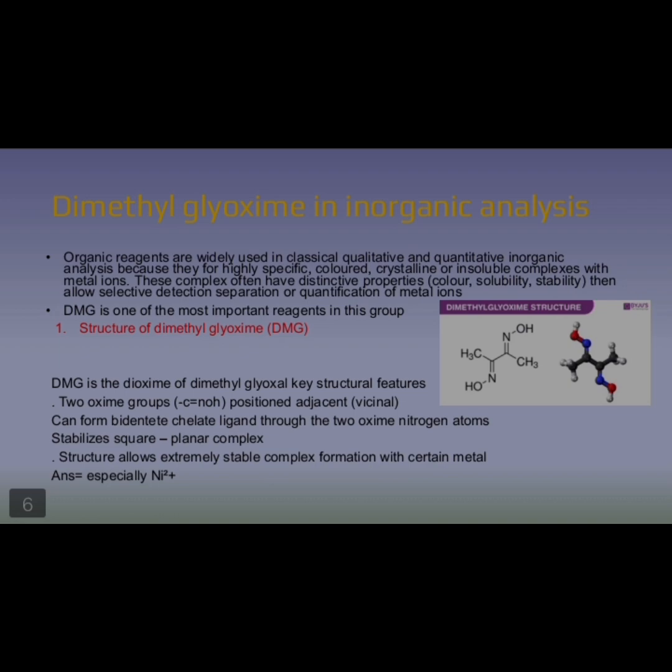DMG is a dioxime of dimethylglyoxal. Key structure features: two oxime groups positioned adjacent can form bidentate chelate ligands through the two oxime nitrogen atoms, which stabilizes the square planar complex. The structure allows extremely stable complex formation with certain metals, especially nickel.